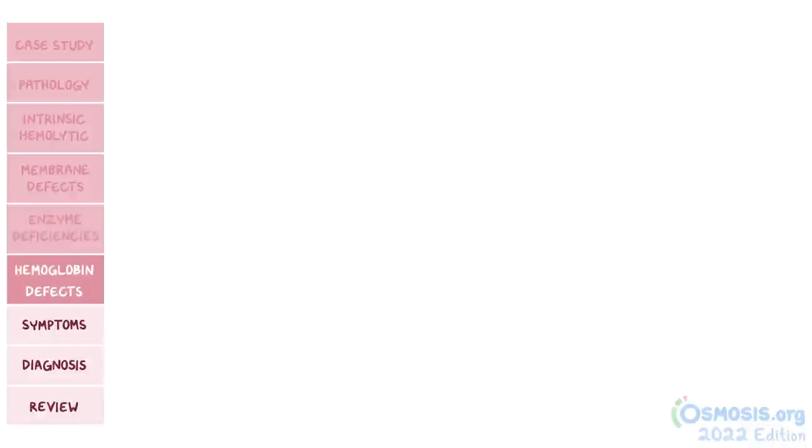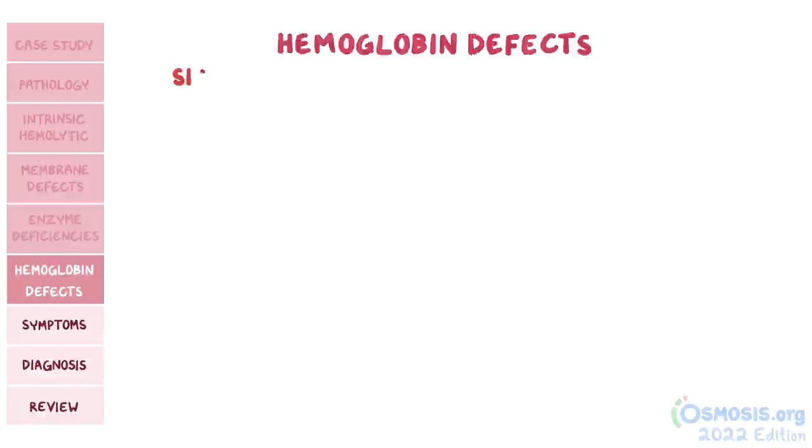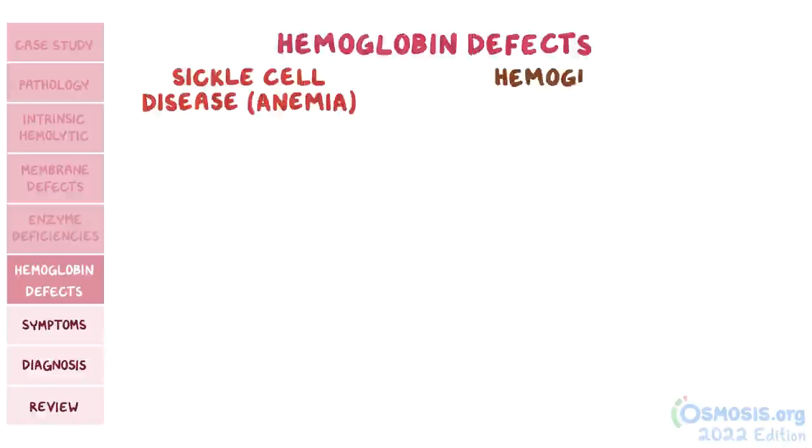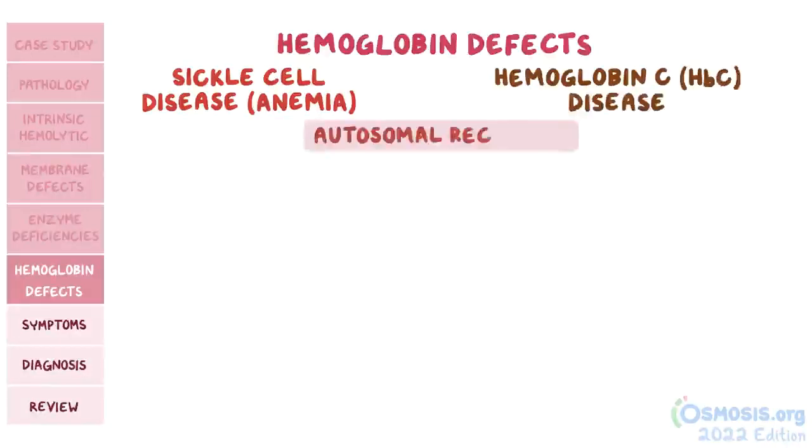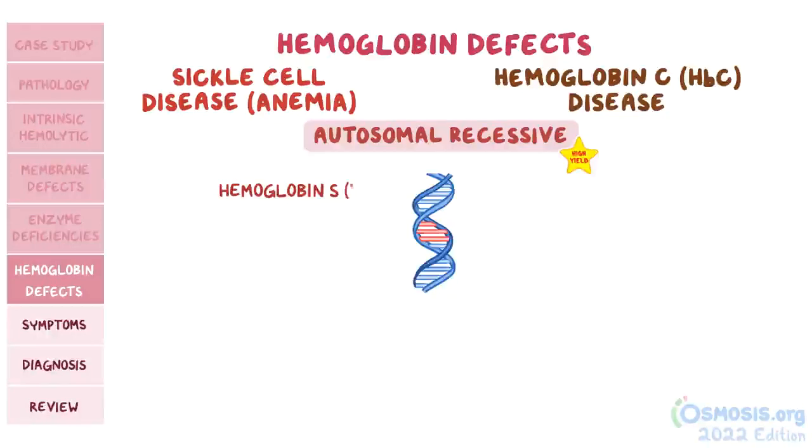Okay, let's move on to hemolytic anemia due to hemoglobin defects. The most common ones are sickle cell disease, also called sickle cell anemia, and hemoglobin C or HbC disease. These are autosomal recessive disorders caused by mutated genes that encode for abnormal adult hemoglobin, called hemoglobin S for sickle or HbS, and hemoglobin C or HbC.